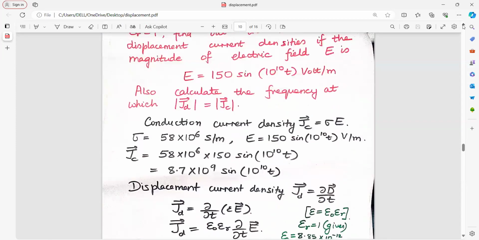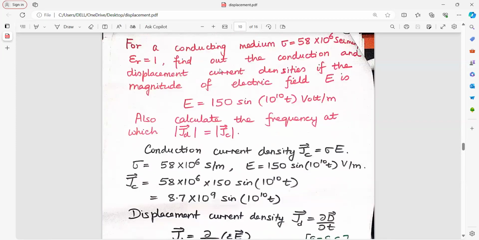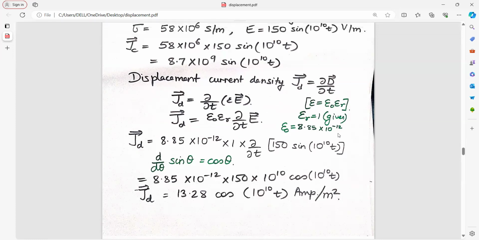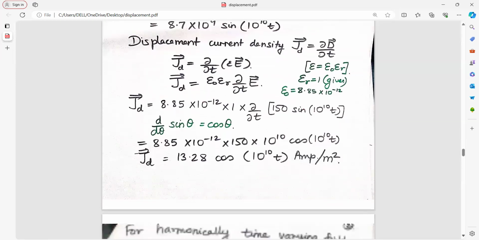Relative permittivity has been given to you as 1 here. Epsilon r has been given to be 1. So I will put the values, and epsilon naught is 8.85 into 10 to the power of minus 12. And simply put the values and you get your answer by simple calculation.